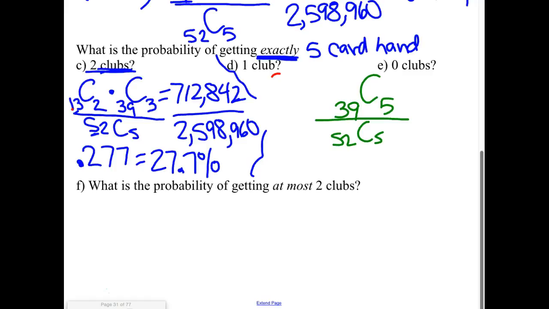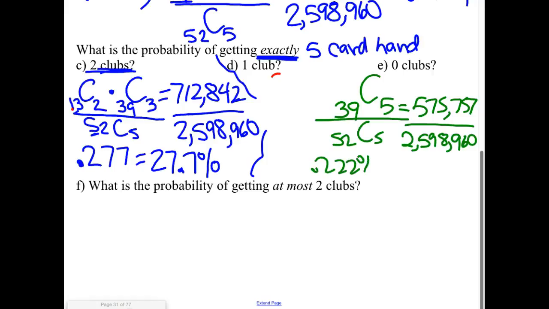So then again, we're going to figure out the top. We're going to figure out the bottom. When we plug this into our calculator, we are going to get 575,757. And this is going to be all over our 2,198,960. Now again, when we divide these, I'm going to get 0.22222, which is going to become 22.2%.